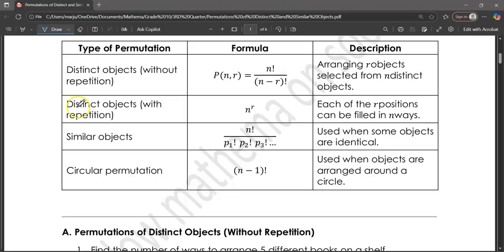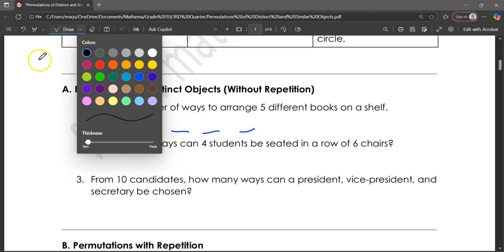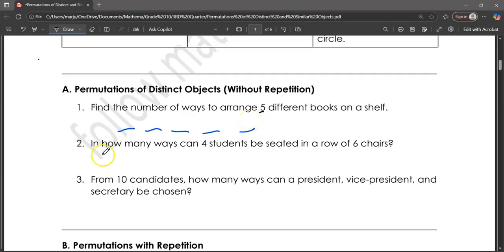So let's have some examples. Let's have A, permutations of distinct objects without repetition. So again, without repetitions, we're not allowed to repeat. Number 1, find the number of ways to arrange 5 different books on a shelf. If this is your arrangement, 1, 2, 3, 4, 5, for the first position or place there will be 5 choices. So we'll have 5, and then 4, 3, 2, and 1. And again, since we're doing permutations, we are just multiplying all of those, which is just equal to 5 factorial.